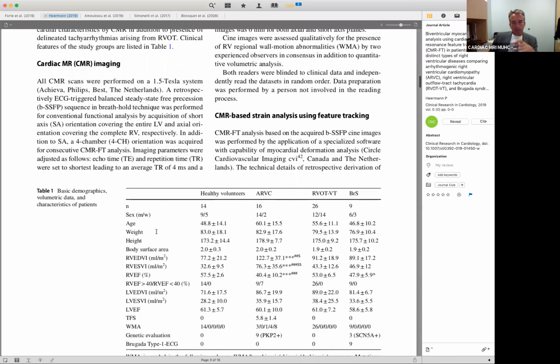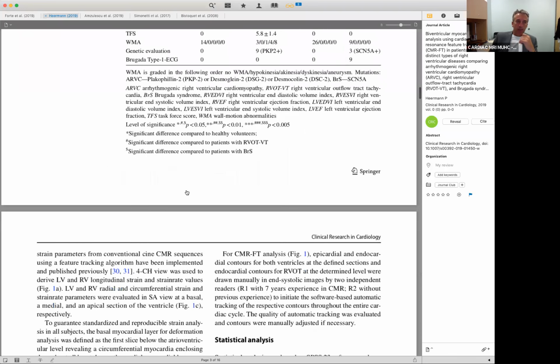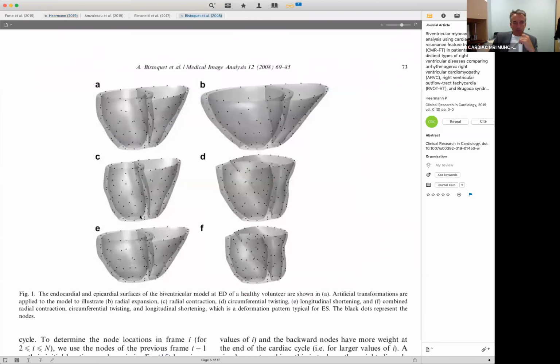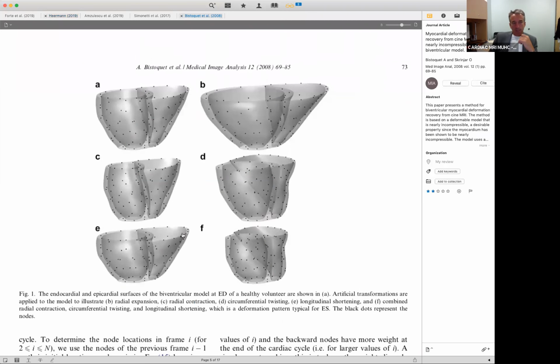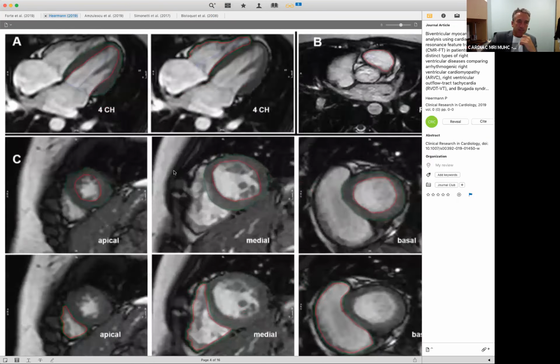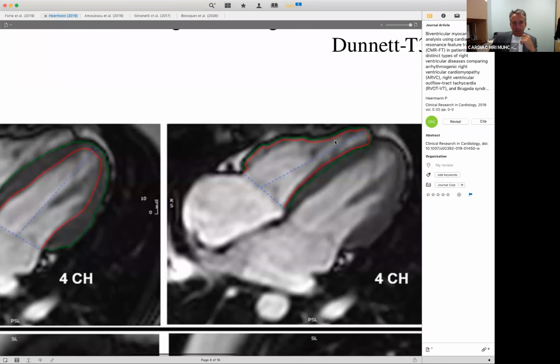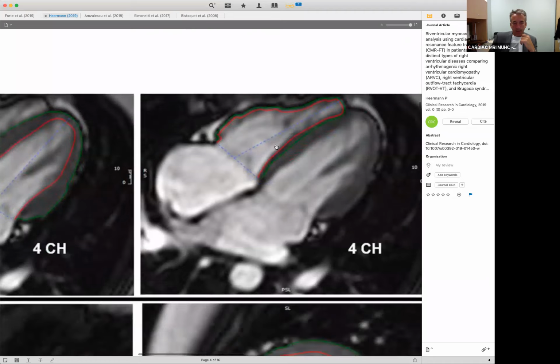So they used this method that I showed here before by Bistoge et al., where you basically draw the contours. The system will use these contours and the deformation to calculate the strain. So that's what they did. If you zoom in, you can see that the green contour in the right ventricle indicates the subepicardial, and the red the subendocardial layer.